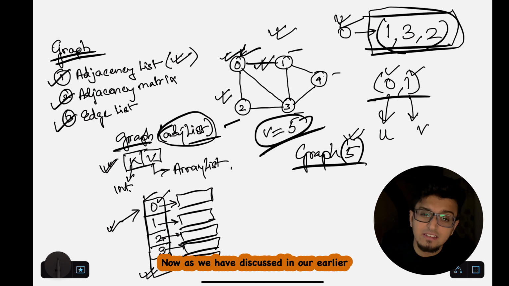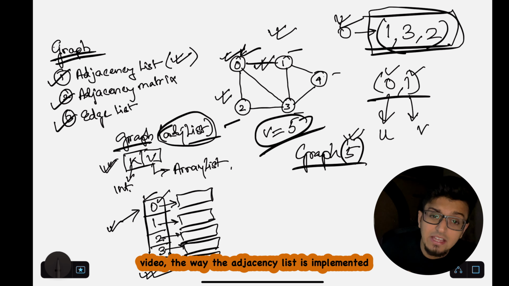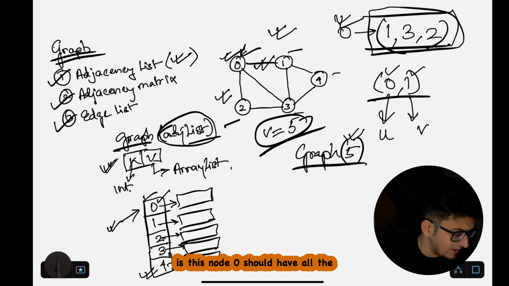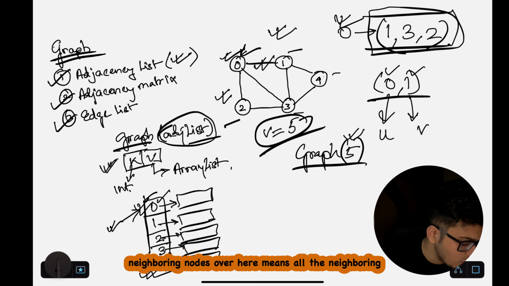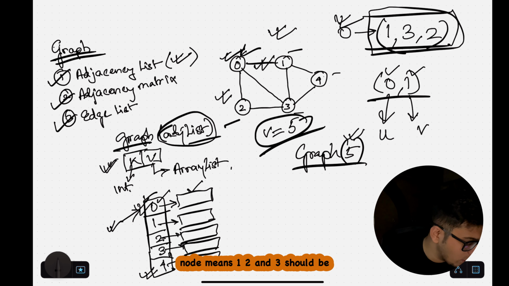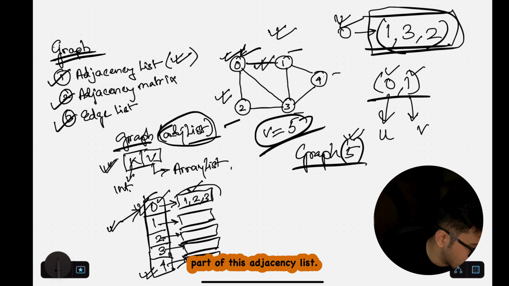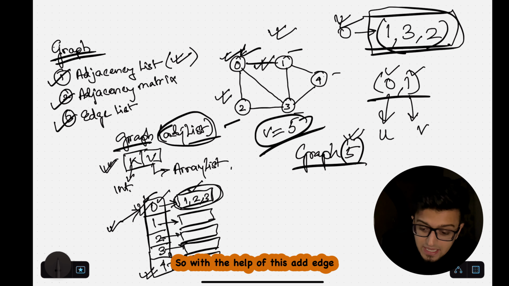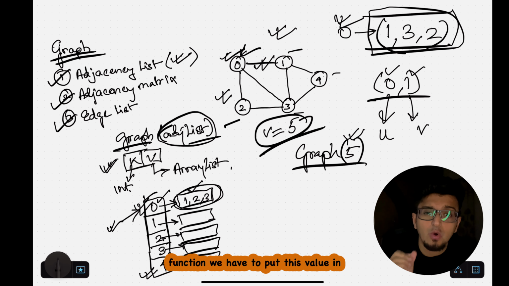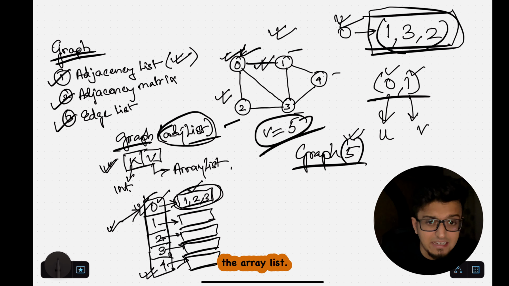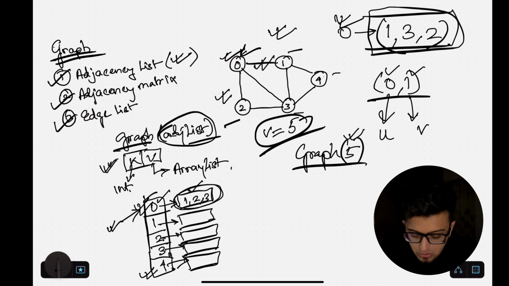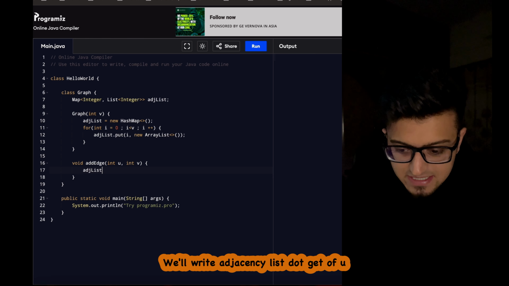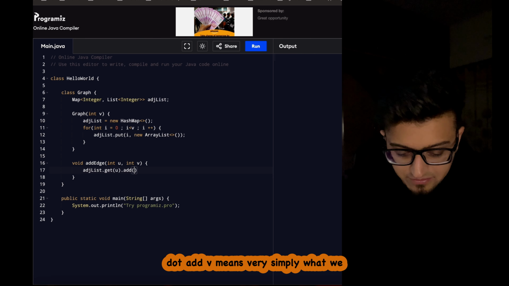Now, as we discussed in our earlier video, the way the adjacency list is implemented is that node 0 should have all the neighboring nodes, meaning 1, 2 and 3 should be part of this adjacency list. So with the help of this addEdge function, we have to put these values in the array list. Let's see how to do it. We'll write adjacency list dot get of u dot add v.